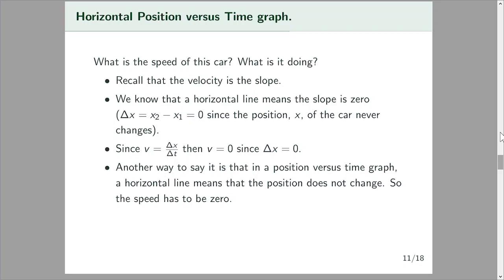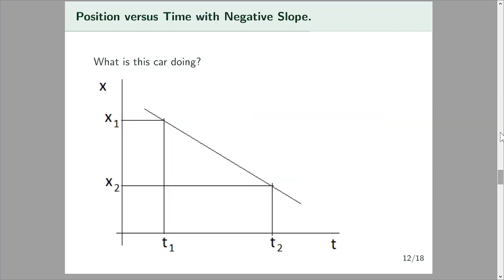So the speed of that car is 0. Similarly, I can ask you, if the line is sloping downward, what's this car doing? Right.